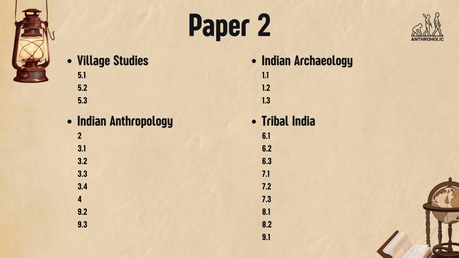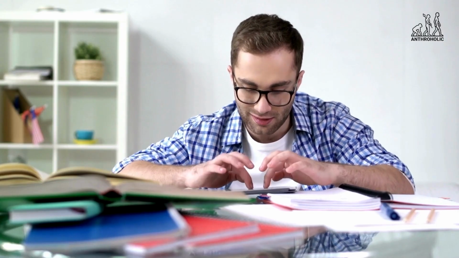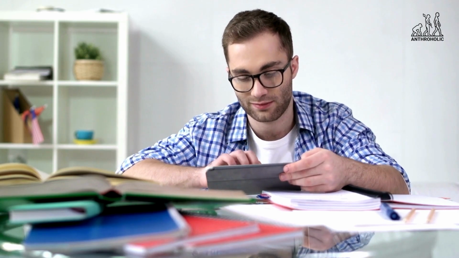Once you are done with all of that and you have understood Indian anthropology, now is the time to focus on the most important part in anthropology, which is studying the indigenous people. And in Indian anthropology, we call it tribal India. So which includes topics such as 6.1, 6.2, 6.3, 7.1, 7.2, 7.3, 8.1, 8.2 and 9.1. Once you are done with that, you have completed successfully the paper 2 of Anthropology Optional. So in this way, if you prepare the syllabus, then it will be a piece of cake for you. This is the same order in which you have to watch the videos from this course.